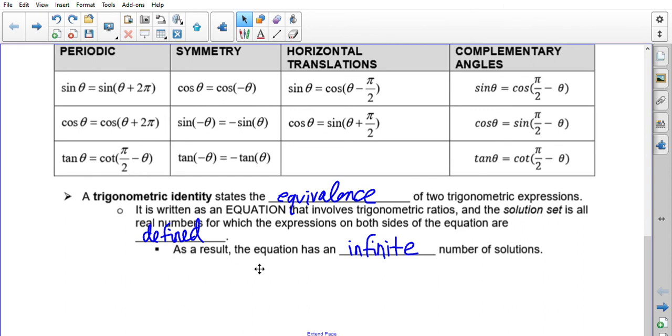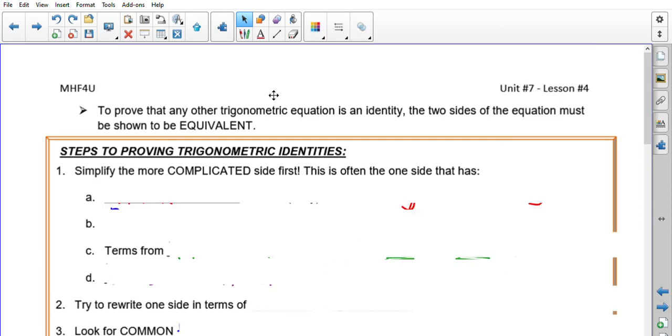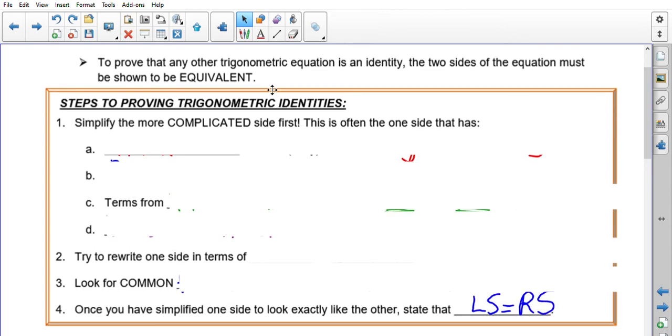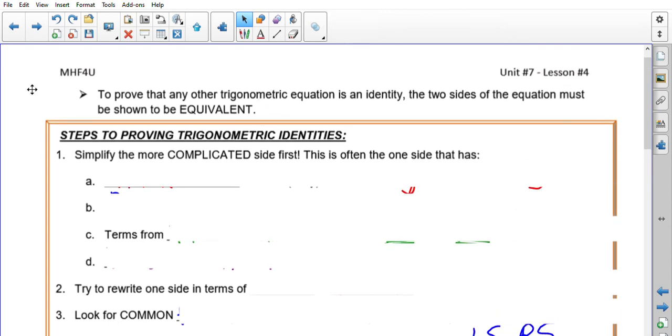As a result, the equation has an infinite number of solutions, right? So if the 2 sides are equal, then that means they create the same graph, which means they have an infinite number of points of intersection. All right, so students are always asking, how am I supposed to know what to do with a trig identity? You know, where do I start? How do I know what path to take?